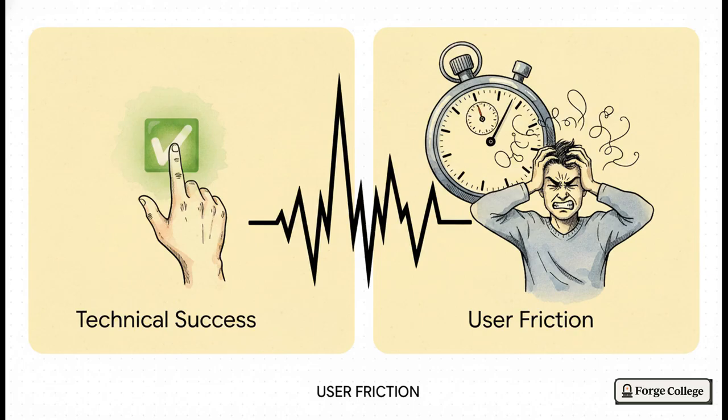A user might technically succeed in confirming the transaction, giving you a positive pass result, right? But if your console logs show they stared at the screen in pure agony for 45 seconds before clicking, that massive time on task reveals severe UI friction. So a technical success can absolutely still be a usability failure.